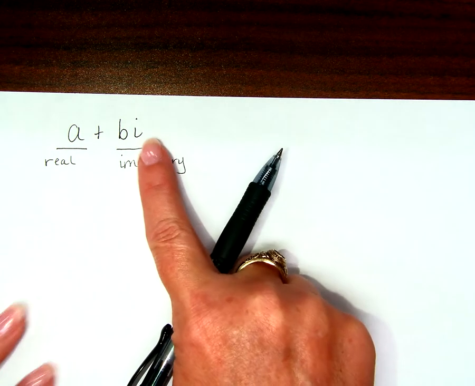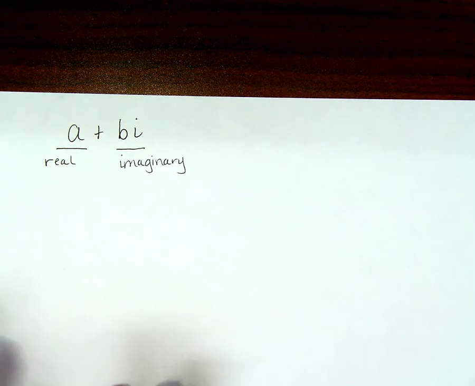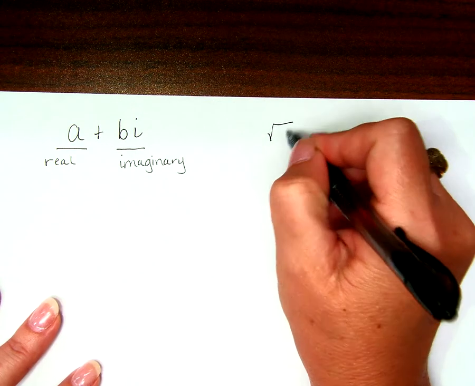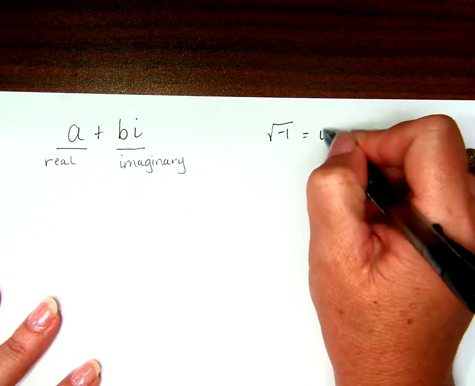Well, I need you to remember where the i even comes from. Why do we even have the i? Doesn't that have to do with square roots? Like a negative square root? So if I take the square root of -1, that equals i.